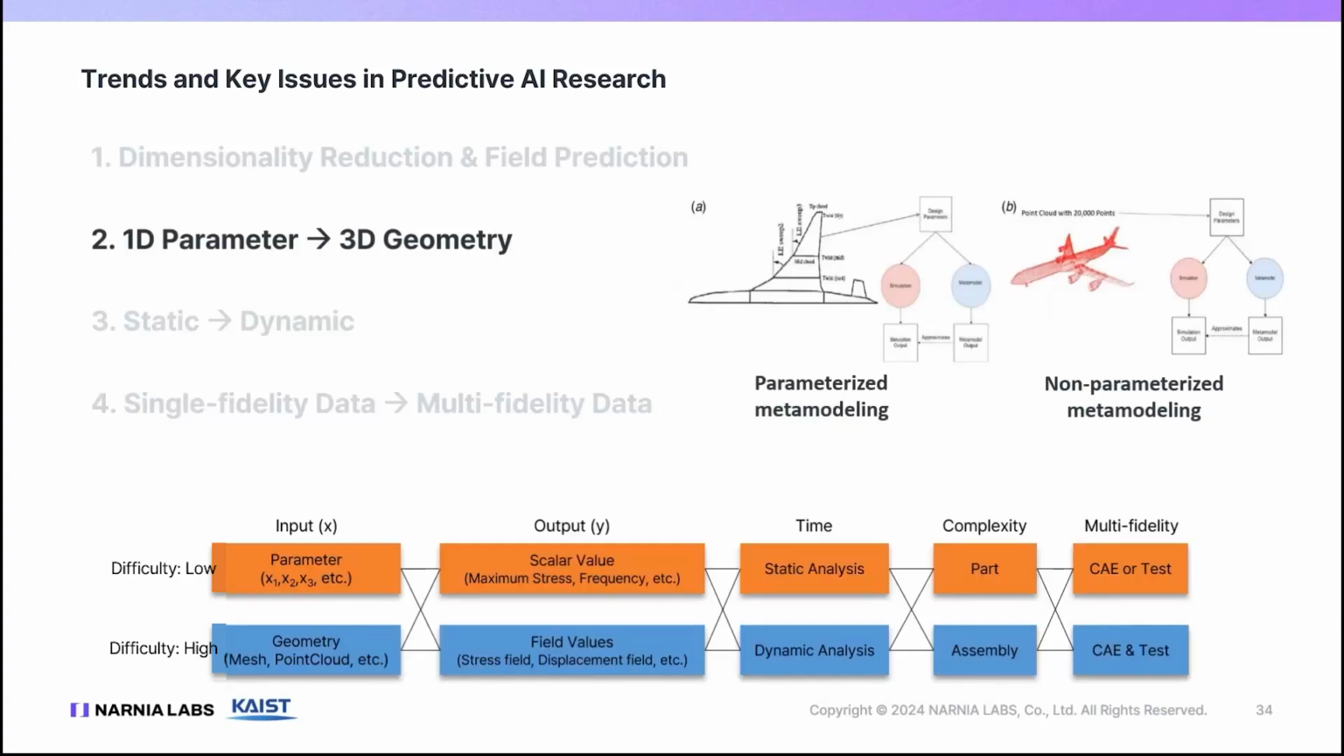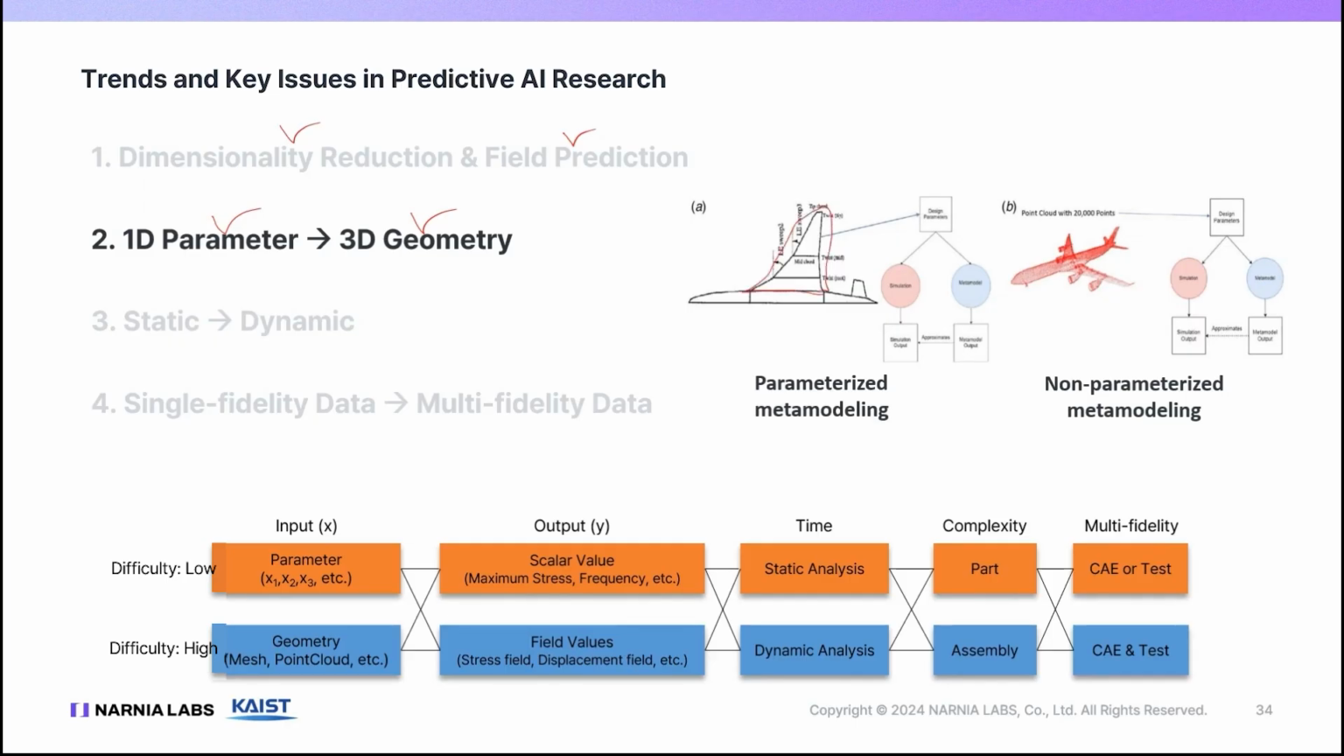So far, I've shown you examples of dimensionality reduction and how it's used for field prediction. Now, I'll show you a case where we move from traditional parameter prediction to geometry prediction. For example, if we're trying to predict the performance of an airplane wing, in the past we used to parameterize the wing like this.